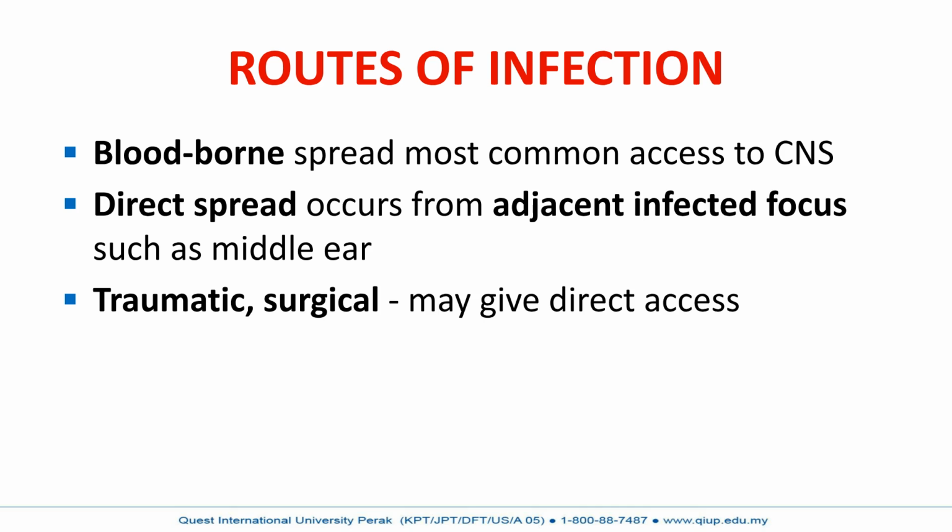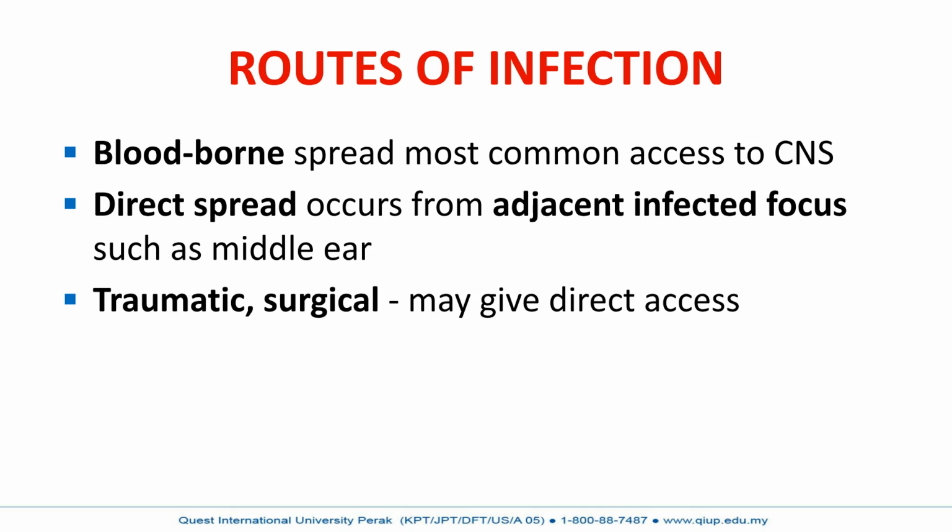There are three major routes of infection, and understanding these routes is clinically crucial because they determine both the organisms involved and the clinical presentation. The first and most common route is blood-borne spread, also called hematogenous spread. This accounts for the majority of CNS infections.